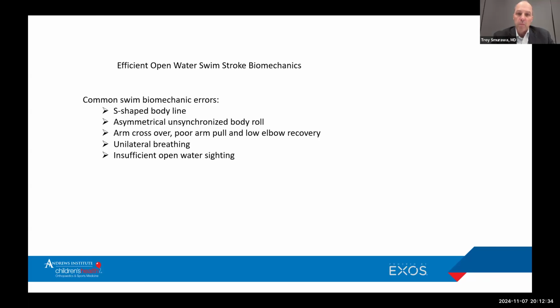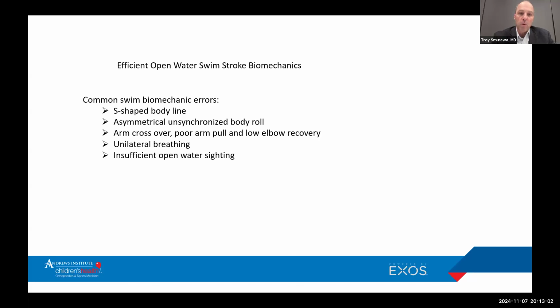And then low elbow recovery. As I mentioned, low elbow recovery can cause you to drag your hand in the water, which might catch the waves around you when you're swimming, and that can throw you off. And then you may end up having a shortened elbow or hand reach, and your catch phase may be shortened because of that. Unilateral breathing, if you're breathing to one side, that means you're probably going to roll more to the breathing side. It also may affect your ability to sight, and you might start to go off course.